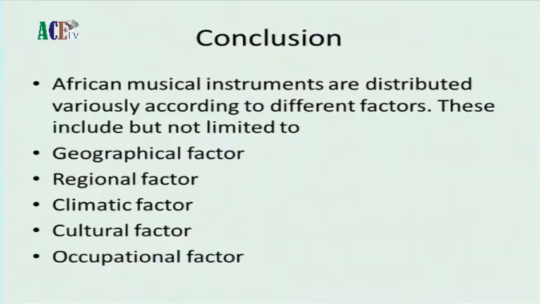All right. Now, as the lecture comes to an end, the conclusion is this. African musical instruments are distributed variously according to different factors, like it has been said. These factors include, but are not limited to, the geographical factor, the regional factor, the climatic factor, the cultural factor, and the occupational factor. These factors are important when we think of the distribution of musical instruments in Africa.